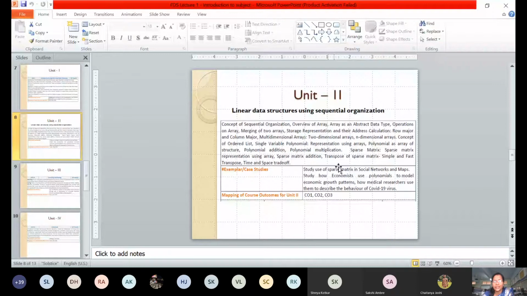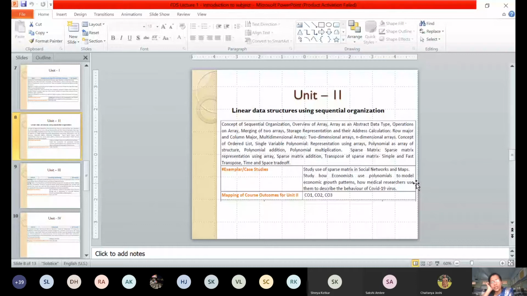Now what is the case study they have given here? Study the use of sparse matrix in social networks and maps. Right now we will not focus on these case studies because they will be more clear when you learn that particular unit. So at the end of the unit, all the case studies we will learn.